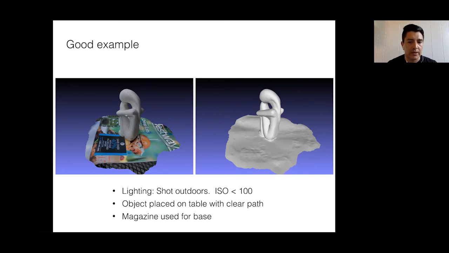The second part is that I placed this object on a table and made sure it had a clear path. And as you can see in the left image, we used a magazine as a base so that we can assist with getting a better quality.